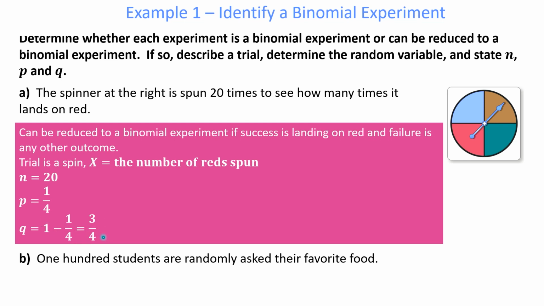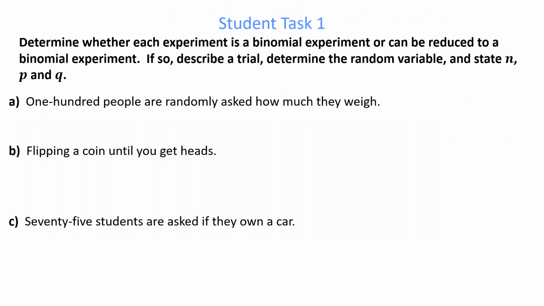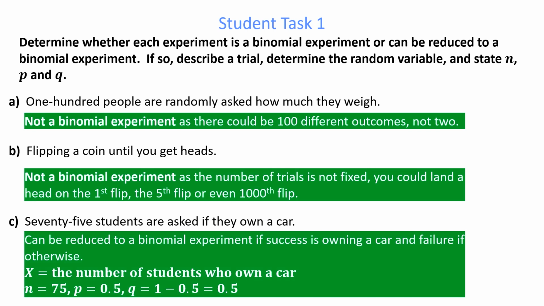Now, part B. 100 students are randomly asked their favourite food. This isn't a binomial experiment because there are many possible outcomes. Now it's your turn to have a go at answering these questions. So pause the video before I reveal the answers. And the answers are the following.